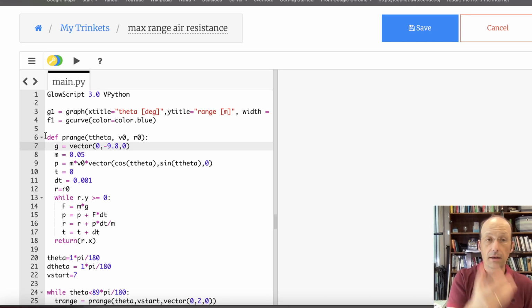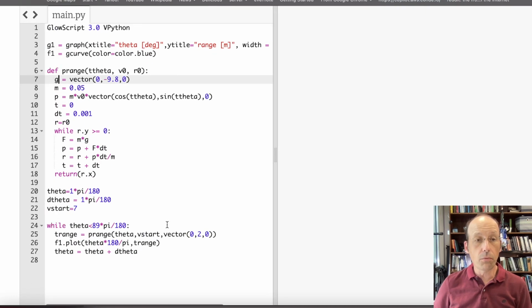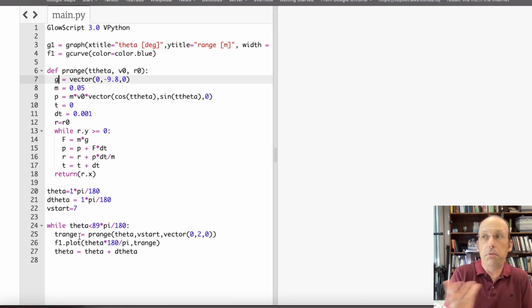All it does is launch the ball and tell you where it ended up. So it doesn't give you the max. Down here I have a loop where I launch it at different angles and I just plot the range. So what I want to do is to record the maximum range.